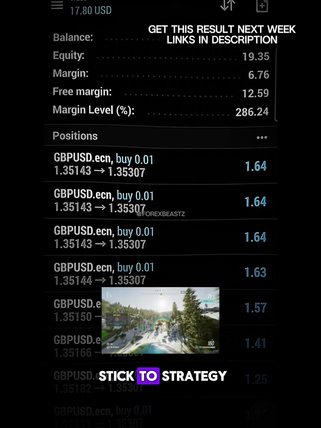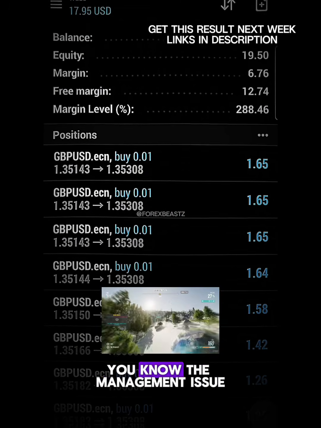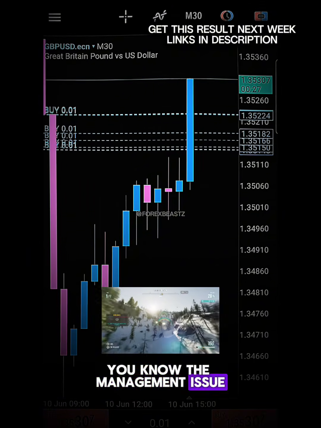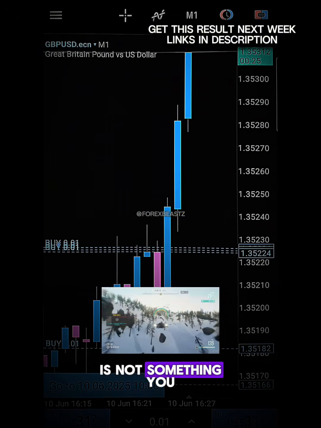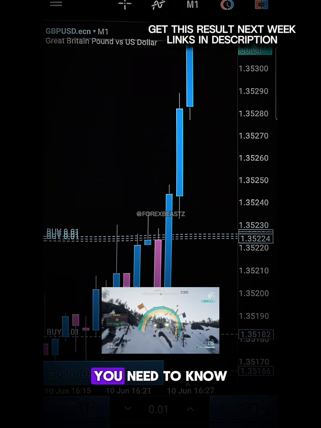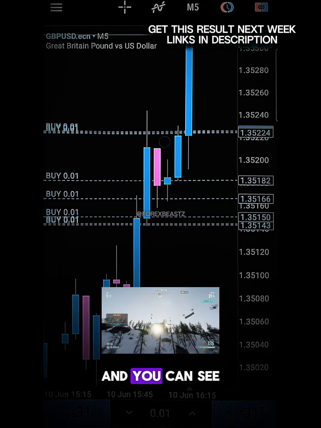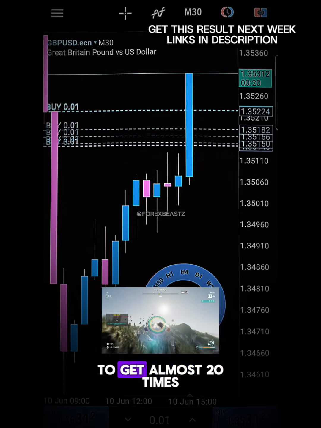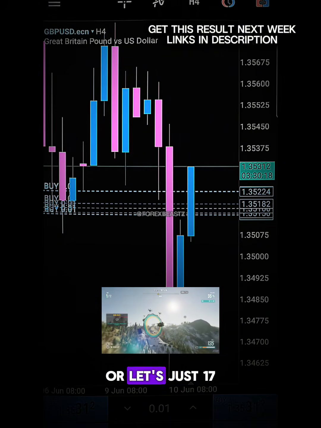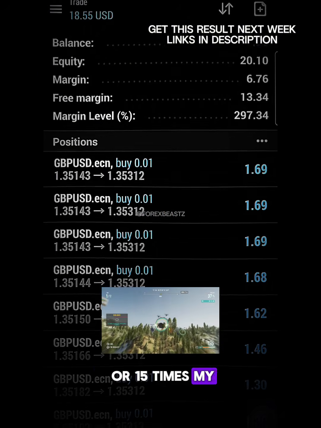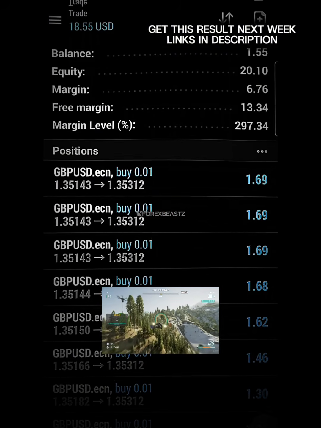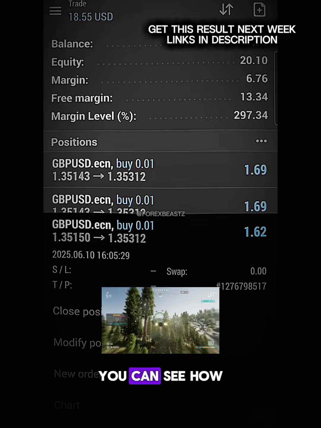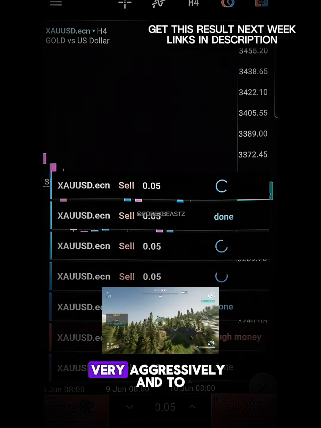Most of us, we just stick to strategy, but the management issue, those kinds of things, is not something you teach easily. Honestly speaking, you need to know when to ease up with the stacking, and you can see that I eased up with the stacking around that point there, and I was able to get almost 20 times, or let's just say 17 or 15 times my profit on this one trade. And that was when I went to gold. You can see how gold was moving very, very aggressively.